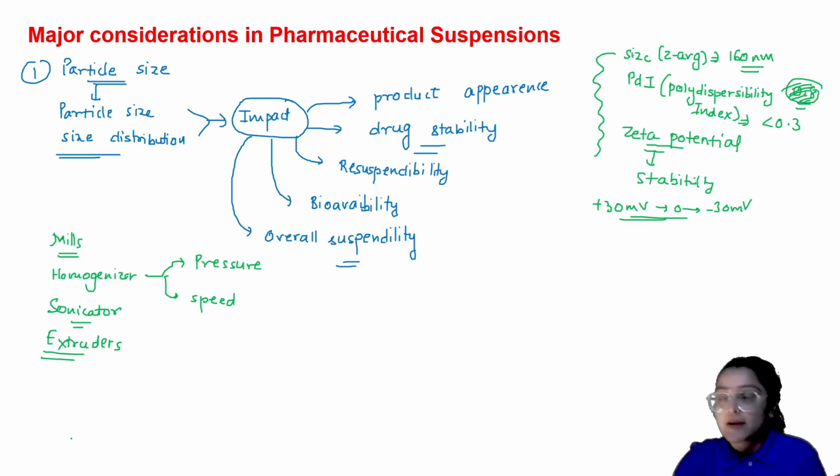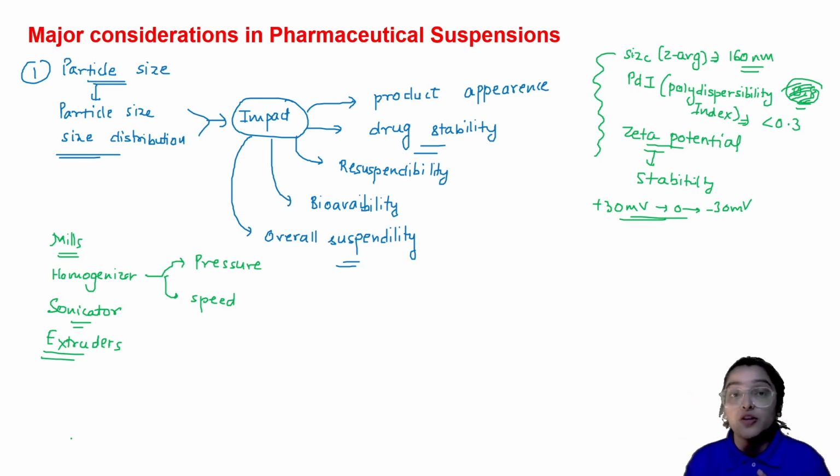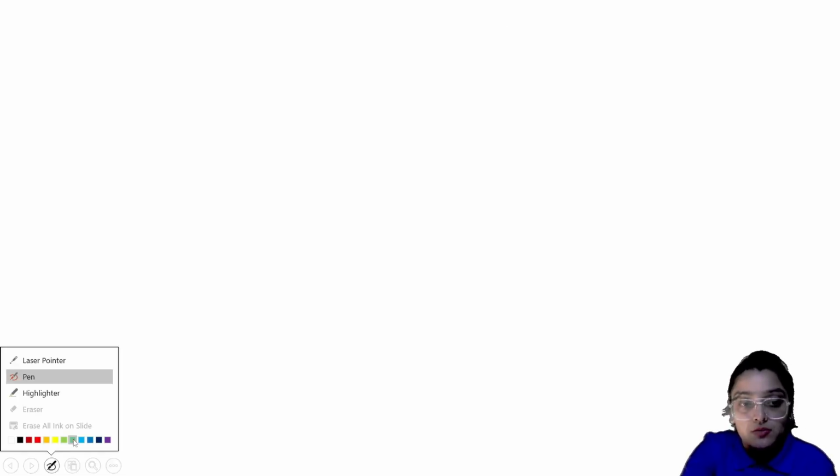Coming back to the topic, particle size and the size distribution have a real good impact on your formulation, and the particle size can be reduced using techniques like mills, homogenizers, sonicators, and extruders, which you can use for achieving a better stability. Okay students, so now these are some major considerations. Other than this, there is one more consideration that you should know, which is the settling in case of suspensions.